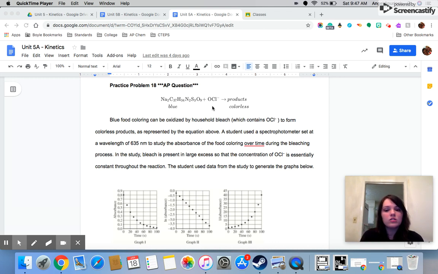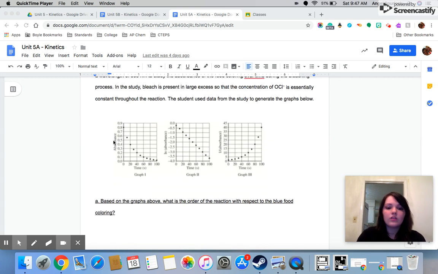It's going to make a colorless product. So if we can look at the absorbance over time of the blue, we can see how fast the reaction is occurring between these two things. And here they've given us absorbance, natural log of absorbance, and 1 over absorbance versus time for all three of these, right? So just like we could use pressure in place of concentration, we can also use absorbance in place of concentration. And this is because absorbance and concentration are also directly related, right?